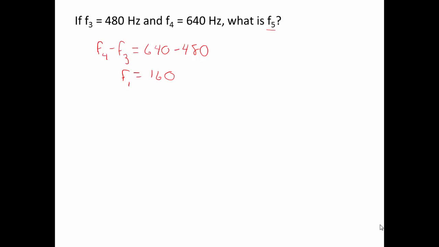So just subtracting these two numbers tells us that the fundamental frequency of this particular standing wave is 160 hertz. So that means that the fifth harmonic must have a frequency of 160 times 5, which means that the frequency of the fifth harmonic is 800 hertz. Again, nothing too complicated here. Just showing you the simple relationships that can be found between different harmonics of the standing waves.